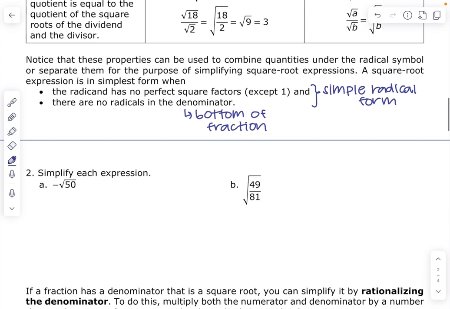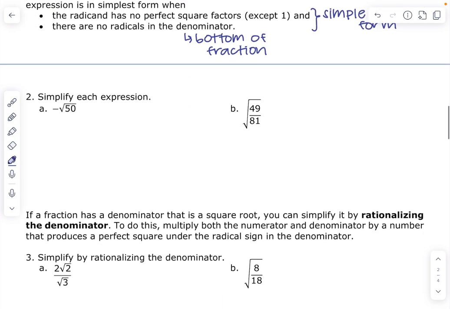Okay, let's practice using these properties to simplify an expression. So if we have the negative square root of 50, we would like to simplify this as much as possible. What we're going to do is start by figuring out if there are any perfect square factors of 50. If we look at our chart, if we need to, we know that 25 is a perfect square. We also know that 50 is the same as 25 times 2.